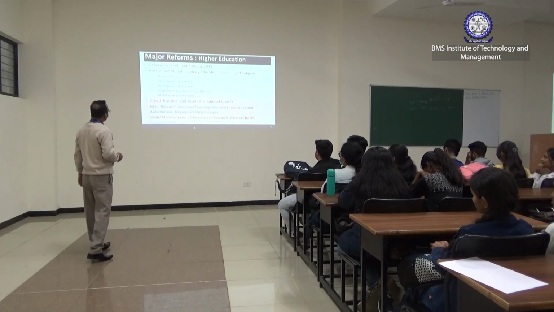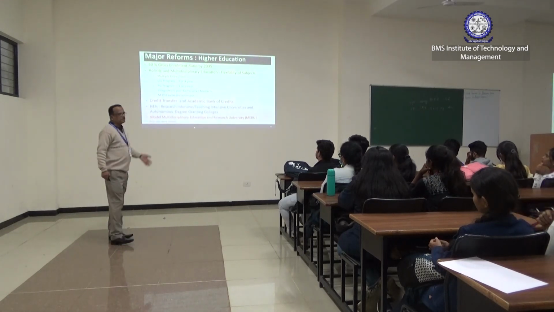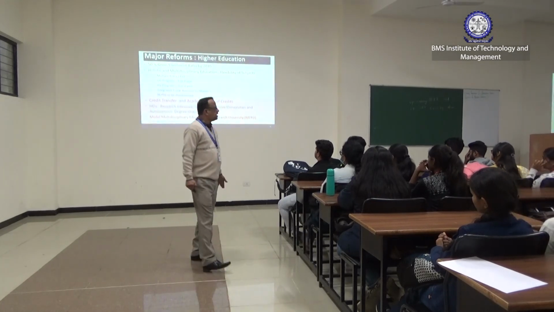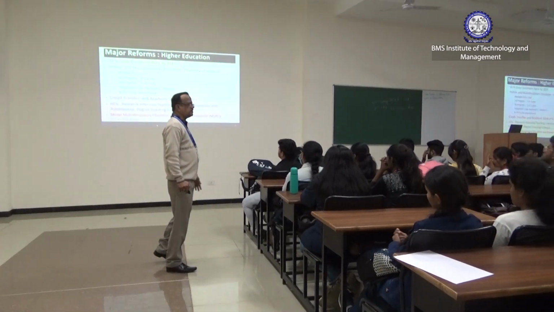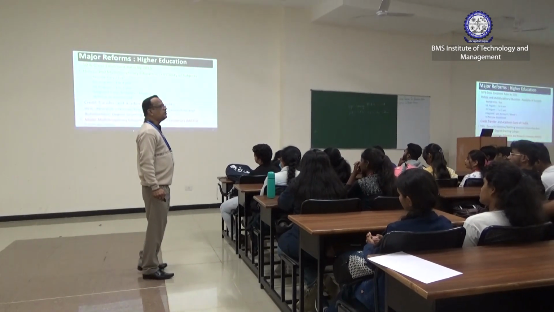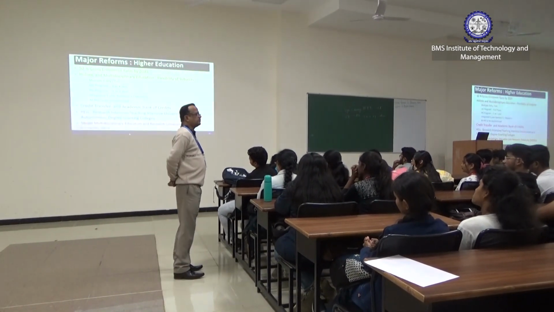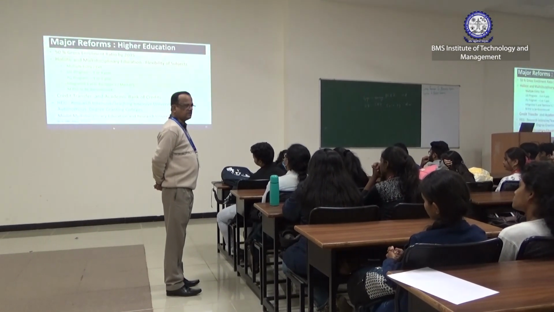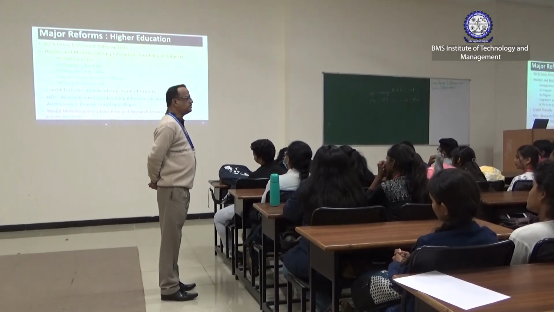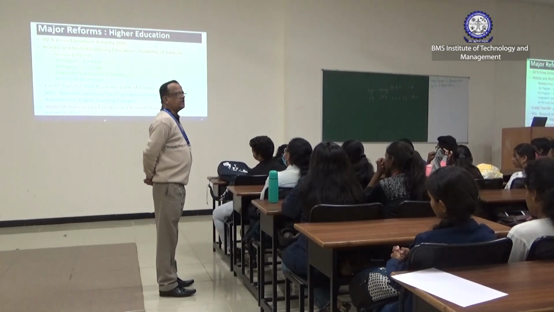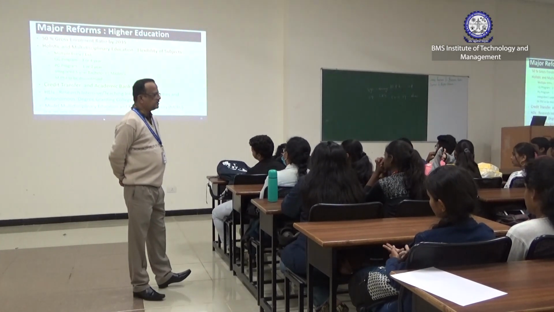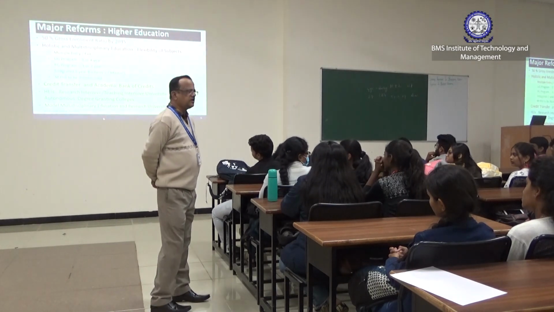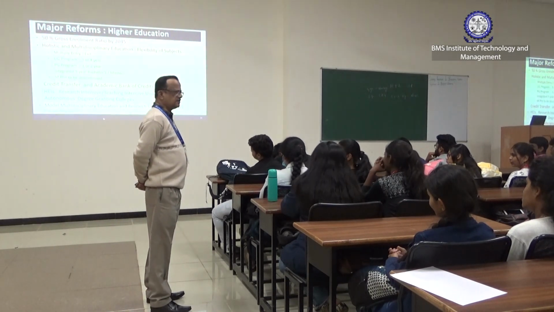By 2035, the aim is that at least 50% of students enroll in higher education, the people who are going for higher education, master's degree. So far it is only 20%. After the degree, that is UG, how many are going for PG? Only in India, very few are there. Only 20% overall, if you see that.